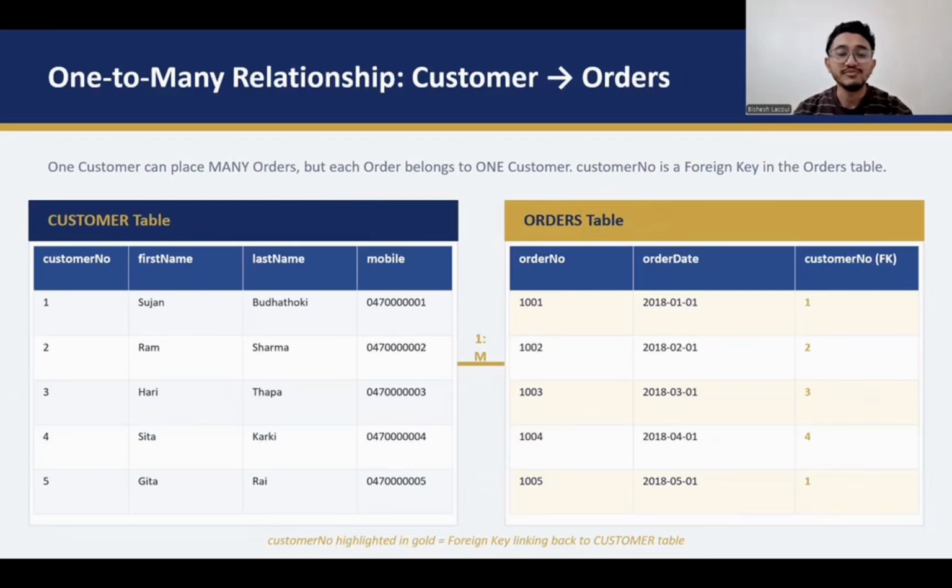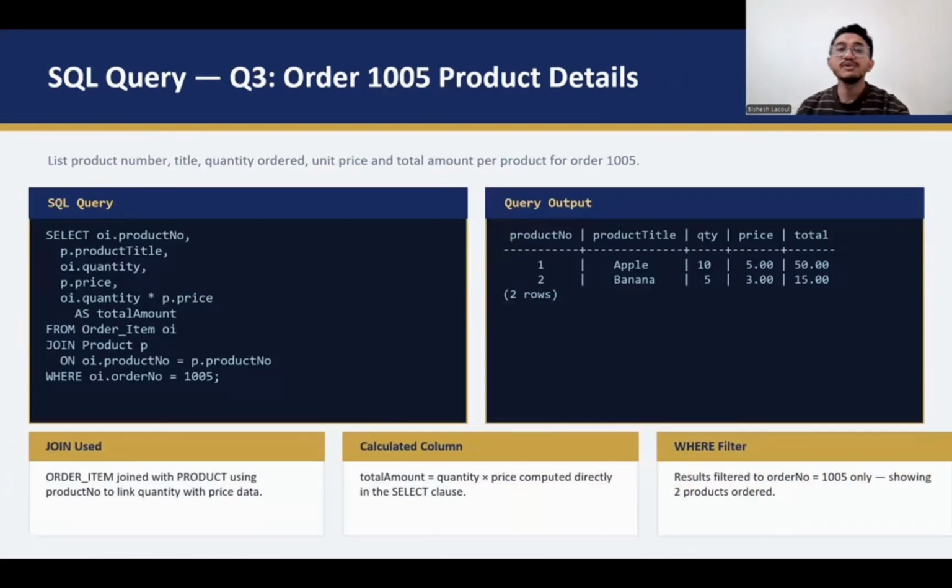Here we have the one to many relationship. That is, one customer can place many orders, but here we have the tables. So this is the one to many relationship. Moving to the next slide.